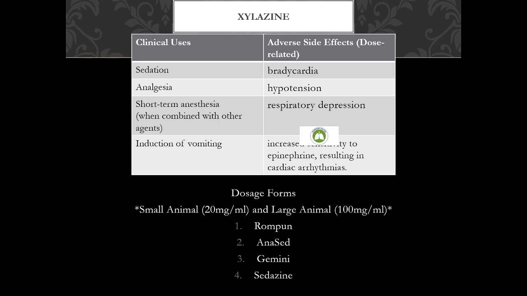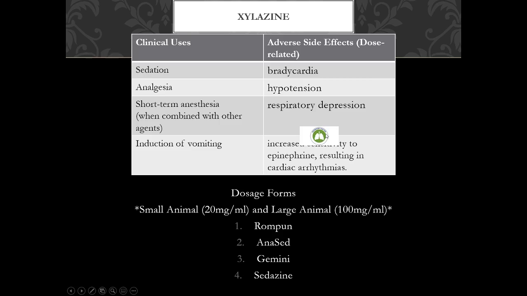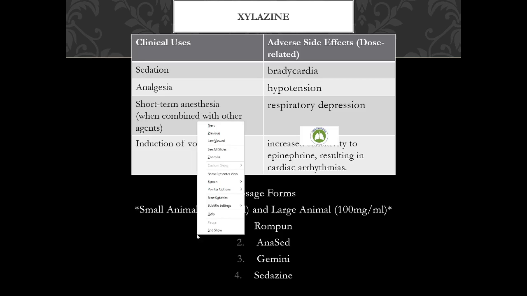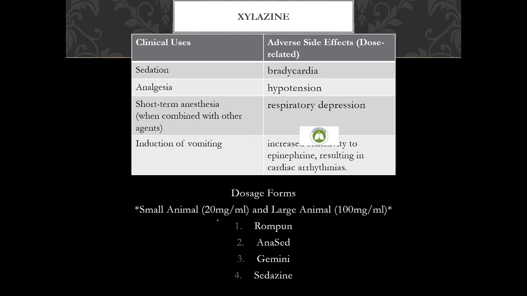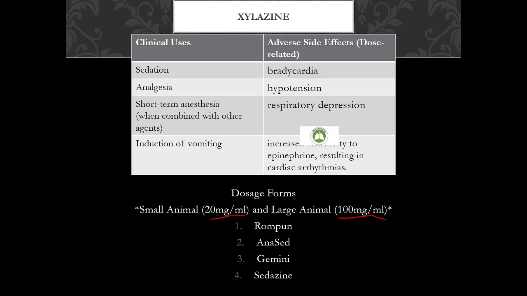Side effects would be bradycardia, hypotension, respiratory depression, and an increase in sensitivity to epinephrine, which will result in cardiac arrhythmias. Some dosage forms: for small animal, it's 20 mg per mL, and for large animal, it is 100 mg per mL. So you have to look at the dosage form that you're giving and make sure it's correct for what you're using it for. Known as Rompun, Anased, Gemini, or Cetazine. Not concerned that you know this information, just you may have seen it before.